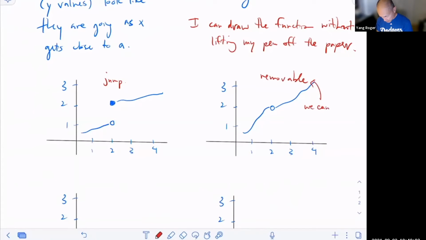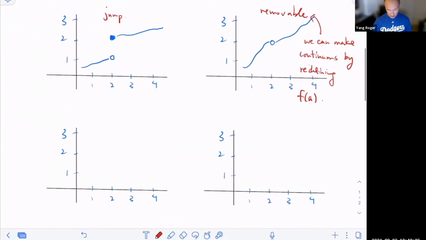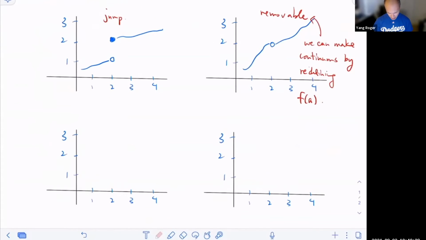We can make it continuous by redefining f of a. So I'm going to show you some numerical examples just momentarily, but I just wanted to do a couple more, just a quick review of the video with you.